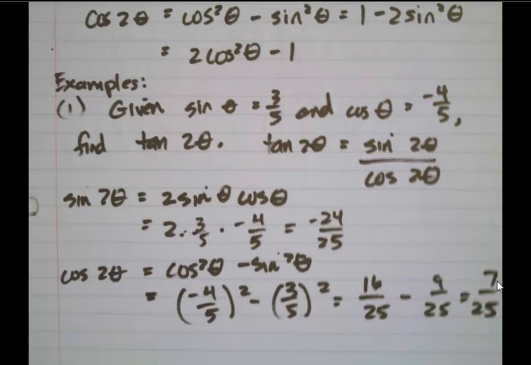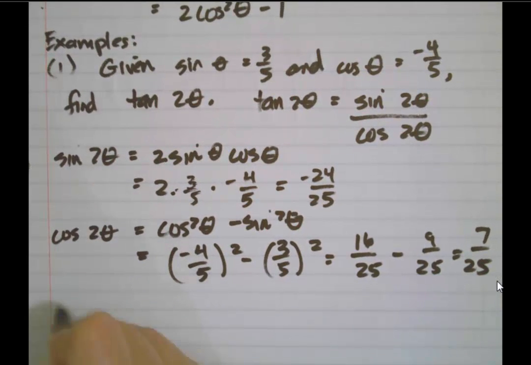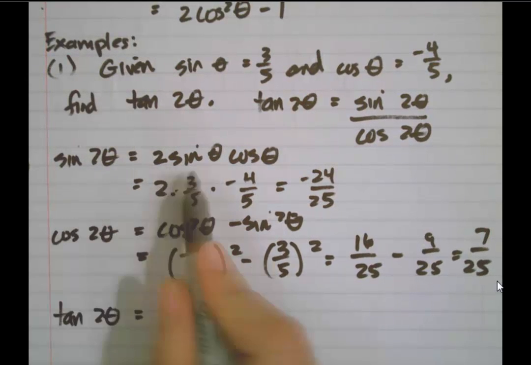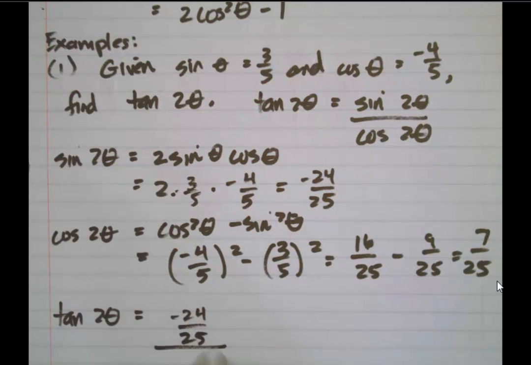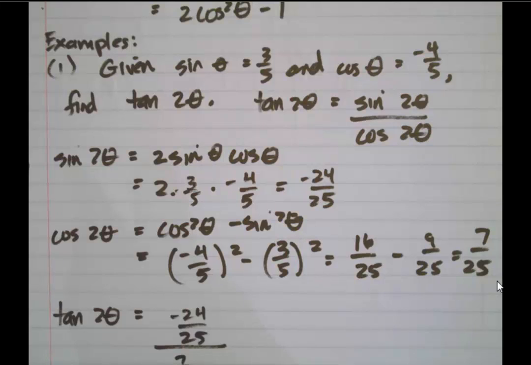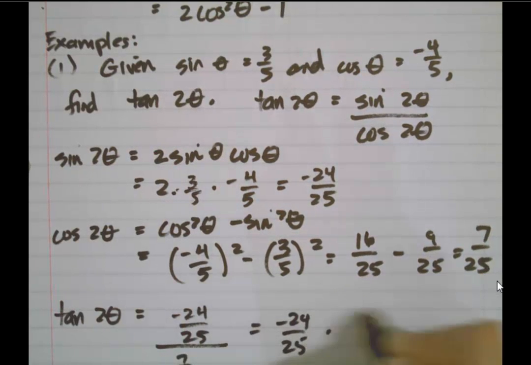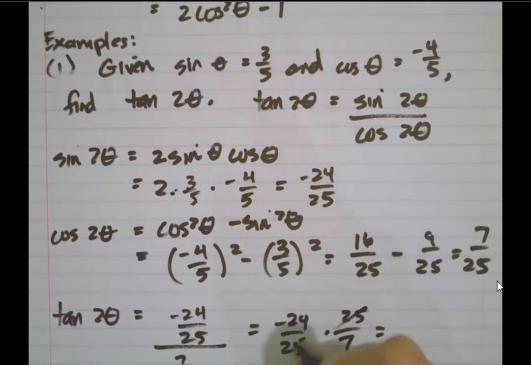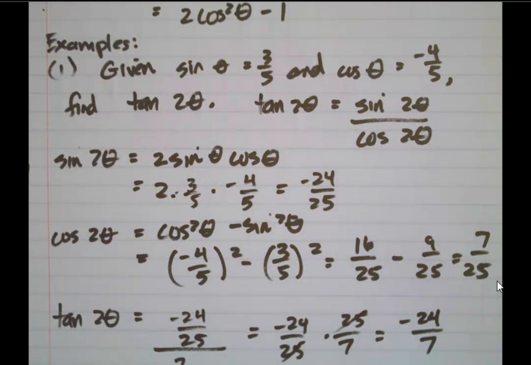And then the last step is to find tan 2 theta. So I'm going to go ahead and put sine of 2 theta, which was -24 over 25, over cosine 2 theta, which was 7 over 25. So I'll go ahead and divide fractions by multiplying by the reciprocal, and I get -24 over 7.